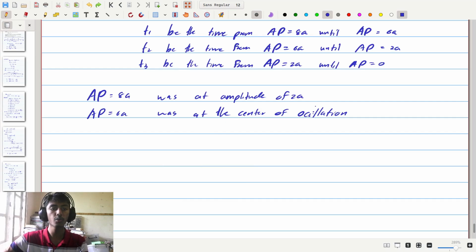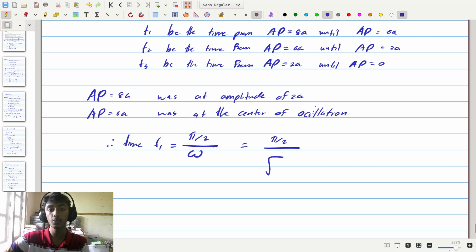And due to that, we can say that the time taken, time t1, is equal to that angle that we turned to, which was pi by 2, divided by the omega, which in this case was just omega as we defined above. That is pi by 2 divided by the total angular velocity, which was the square root of 5g over 2a, which is equal to pi by 2 times the square root of 2a over 5g. Now we could simplify this further, but I'm going to leave it as that.